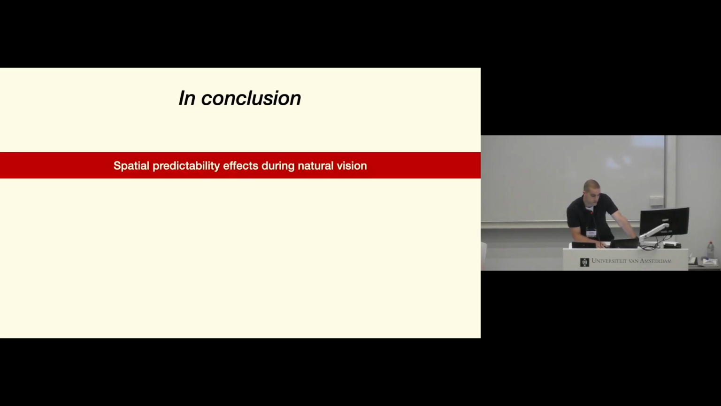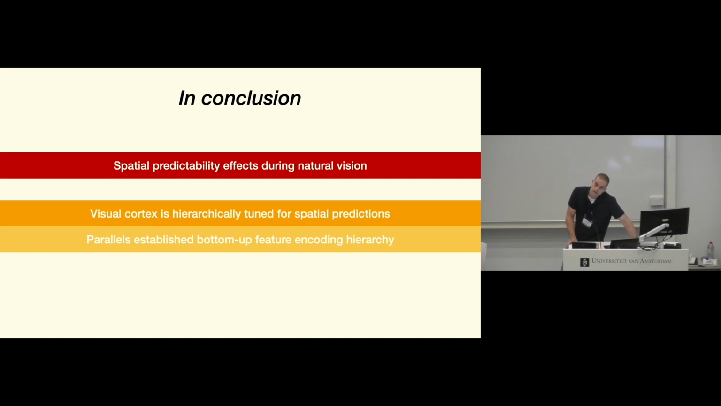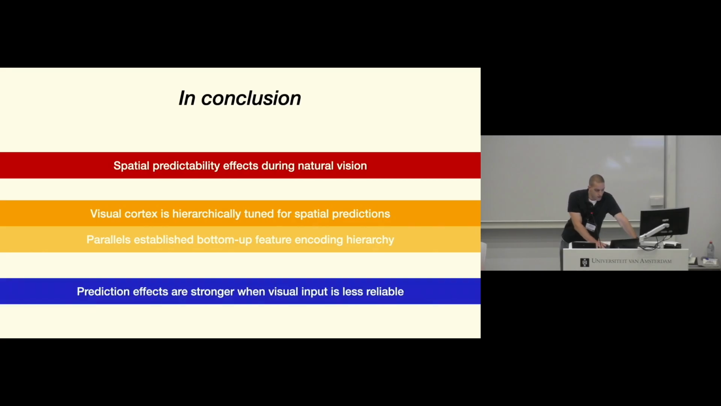So altogether, what we show here is that we find spatial predictability effects during natural vision. Furthermore, we find that visual cortex is hierarchically tuned to spatial predictions, following a trend that parallels the established bottom-up feature encoding hierarchy. And lastly, we show prediction effects to be stronger when visual input is less reliable.